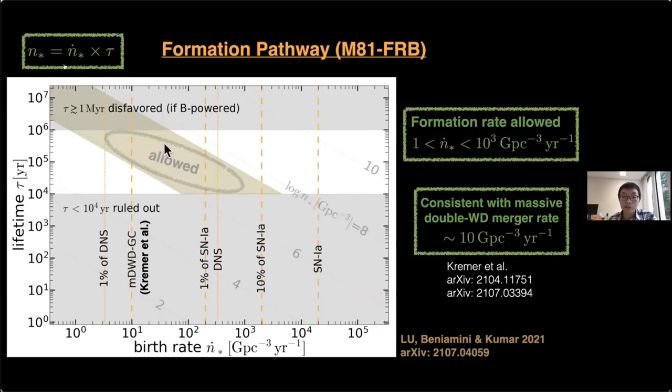And I found that this is consistent with one of the potential channels, which is the massive double white dwarf mergers, which has been advocated by Kyle Kramer et al., which has this rate. You can see that it's allowed over here. That's shown over here. And I would say a tiny fraction of double neutron stars is maybe allowed, but taking into account that this is in a globular cluster, I would say double neutron star merger is very unlikely. More likely it's white dwarf mergers.